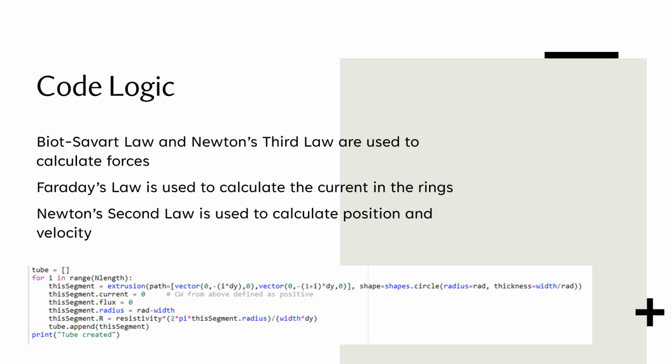So in the code we use Biot-Savart law and Newton's third law to calculate forces. Faraday's law is used to calculate the current in the rings. Newton's second law is used to calculate position and velocity. And also, the tube is an array of ring objects that are stacked on top of each other.